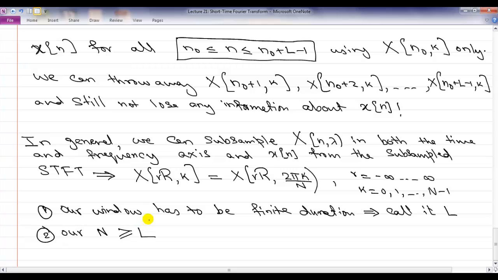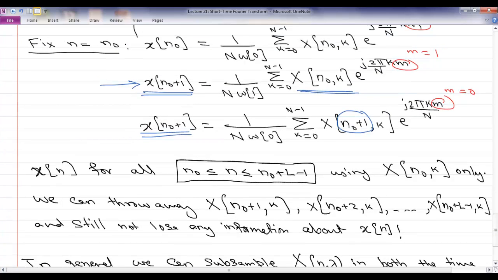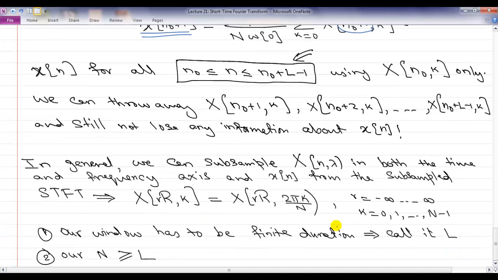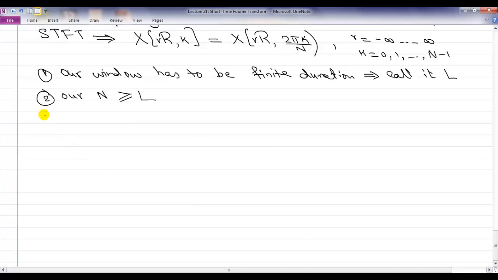And the third is that we are going to keep every rth sample in the time duration. But for that to hold, I must stay within this range that we had talked about. I can recover up to L samples, so my R better be smaller than capital L. So the third condition is that our R has to be less than or equal to L.